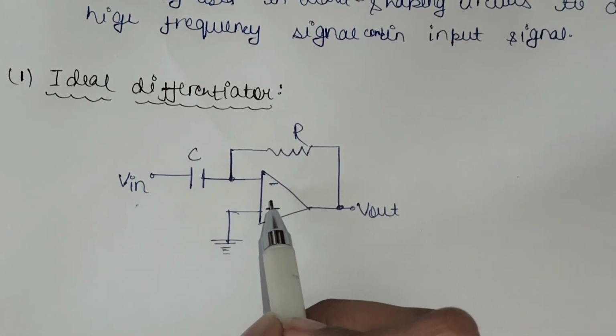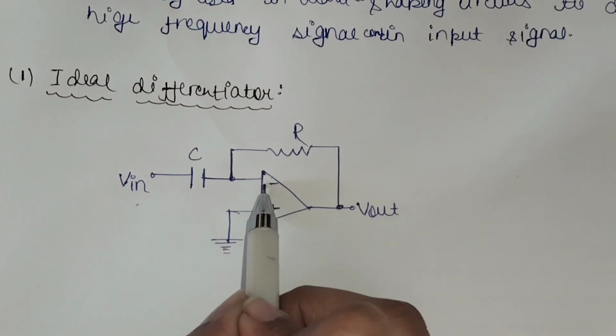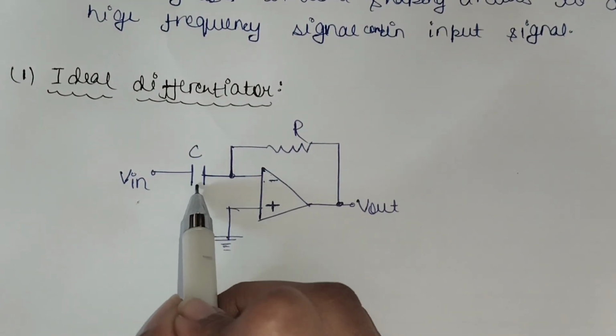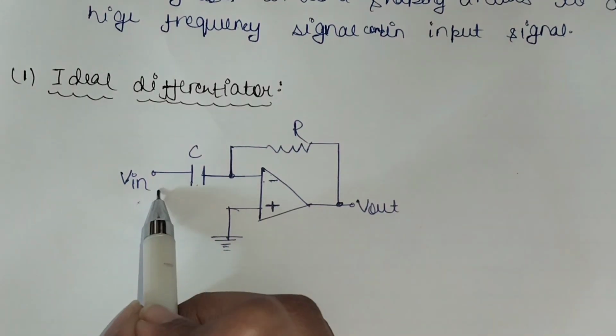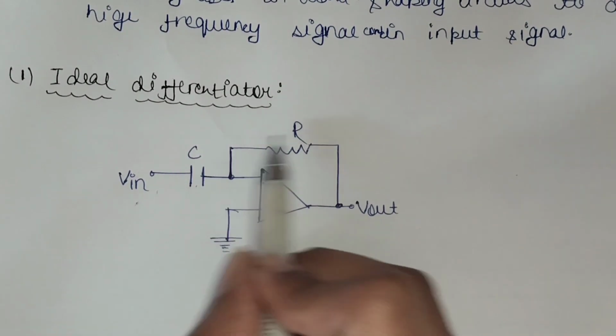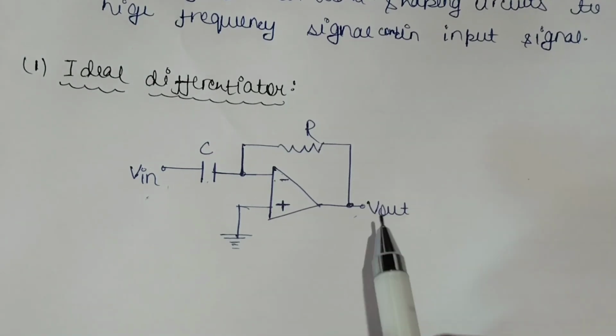Here we can clearly see that the inverting terminal of the op amp is connected to a capacitor which is given an input voltage, and there is a resistance which has one of its ends connected to the capacitor and the other end is connected to give the V output.